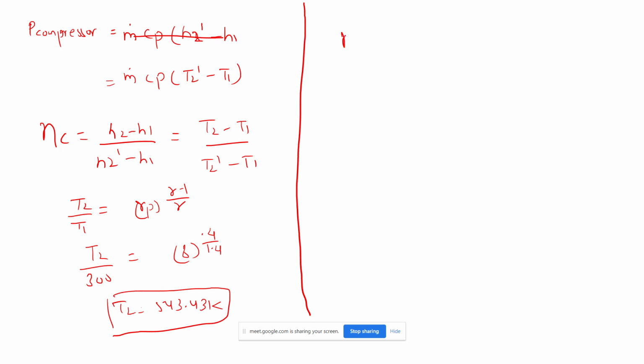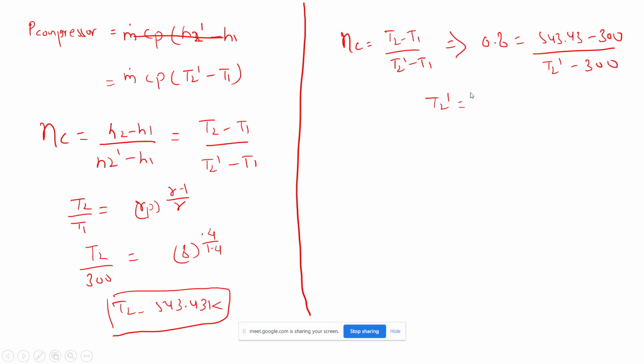After that, the isentropic efficiency of the compressor is given. So it will be T2 minus T1 upon T2 dash minus T1, which we can write as 0.8 equals 543.43 minus 300 divided by T2 dash, which we have to calculate, minus 300. So what will you get for T2 dash? Can anyone tell me? 604, sir. Wait. 604.28 Kelvin.